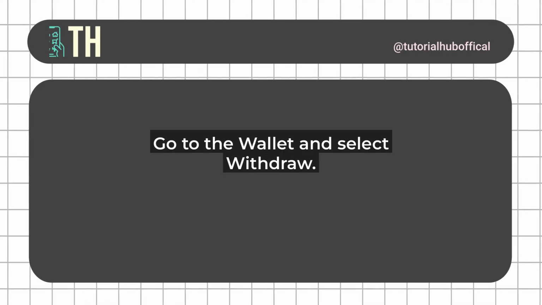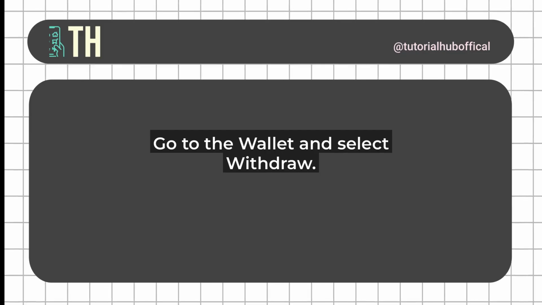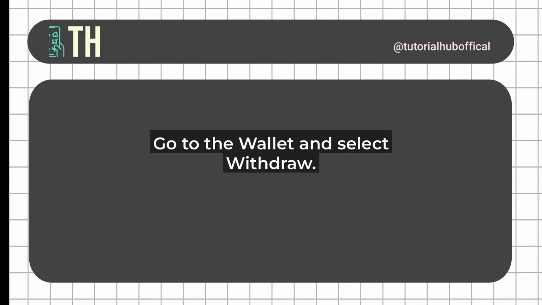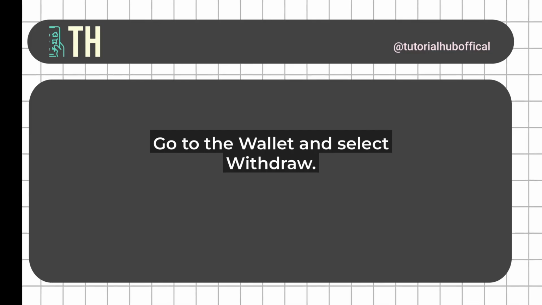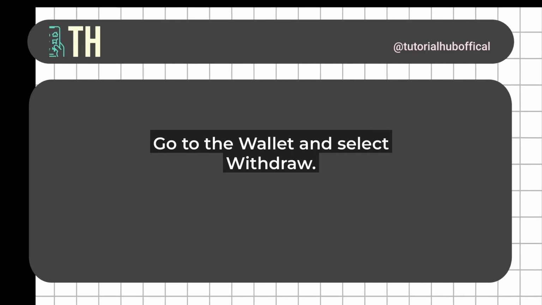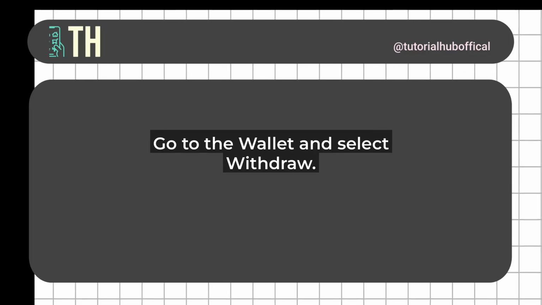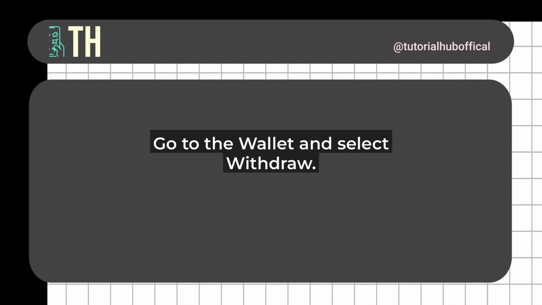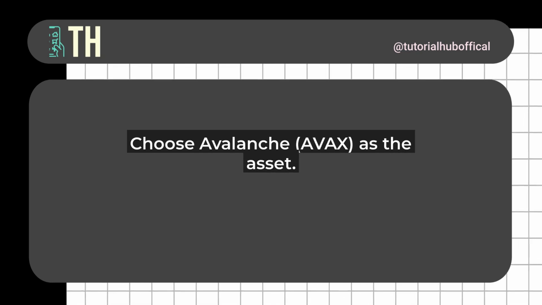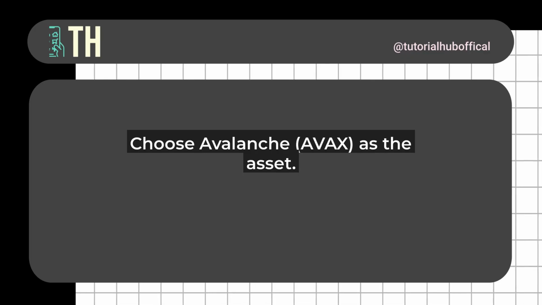Let's jump right in. First things first, make sure you have everything set up. You'll need a verified account on Binance with some AVAX in your wallet, and a Robinhood account that's ready to receive crypto. Always double-check that your Robinhood wallet is set up for AVAX deposits. It's crucial to avoid any lost funds.